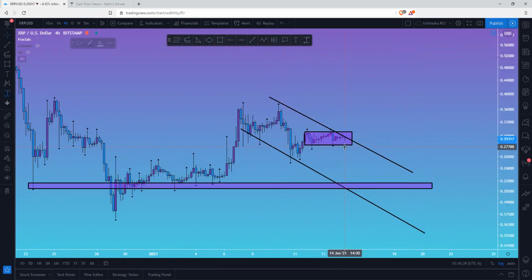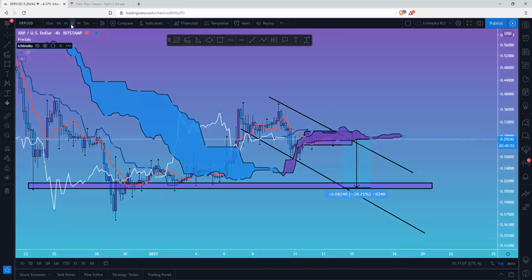which would be about 824 pips, and that's 28.21%. So this could be the move right now. And this will make more sense only for one reason. And I'll say why. Hold on. Let me show y'all the daily chart real quick. Why this is very possible.